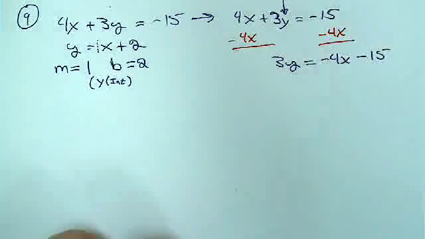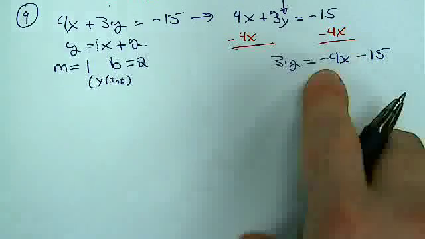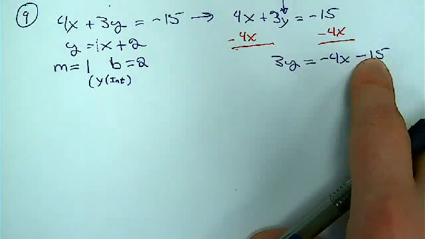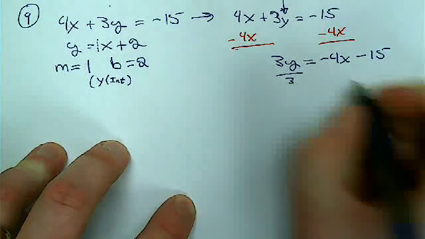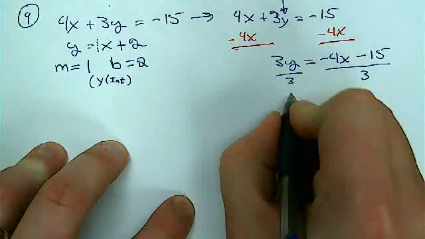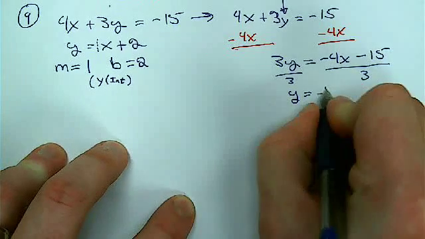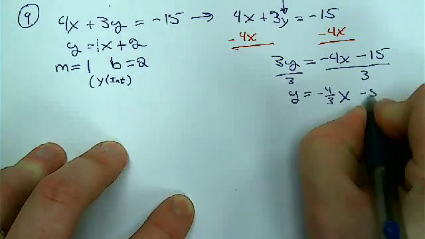The other thing I see a lot of has to do with signs. Signed numbers are a big headache, so watch that in these. Now I can go ahead and divide by the 3. So y is going to be negative 4/3 times x, and then negative 5.